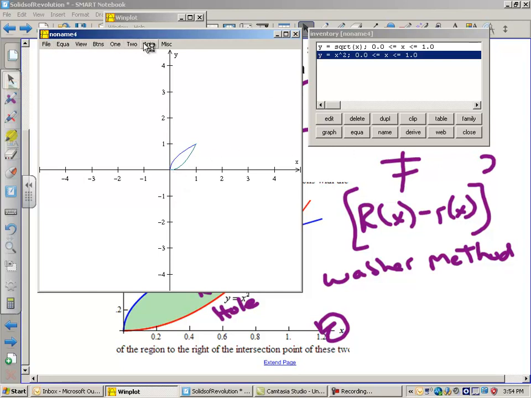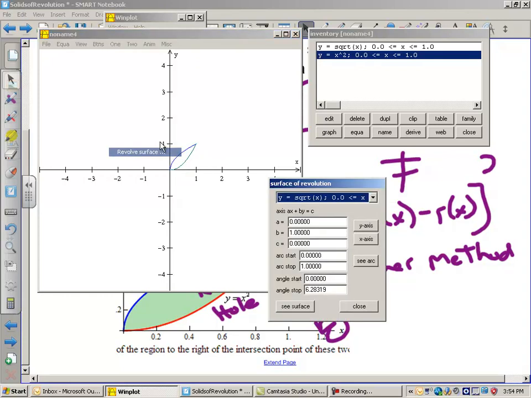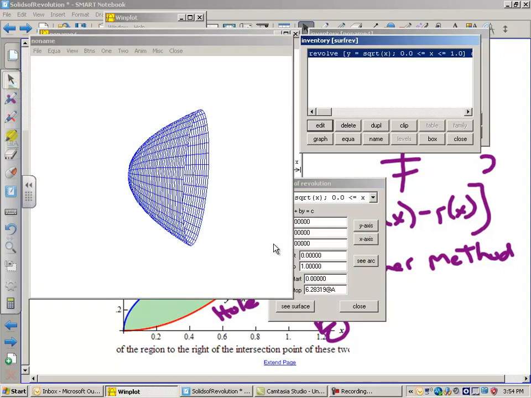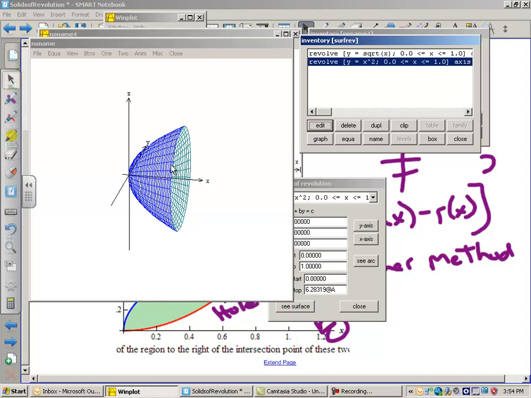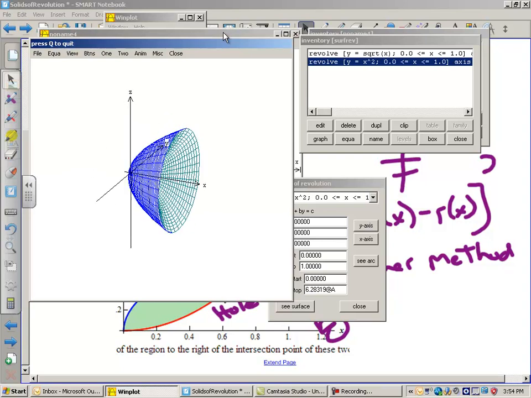Alright, so let's do revolve surface. I'll revolve that square root of x from 0 to 1, revolving around the x-axis, and then I'm going to do this so we can see this. So there's the surface as we take the square root of x and revolve it around. I'll throw my axis on there, that's what it's going to look like. Then I want to come back here and also do x squared, and I'm going to see that surface. Here, this is what our little solid would look like.